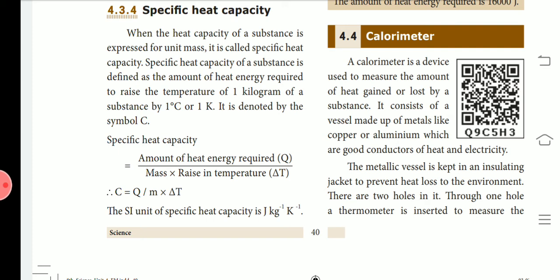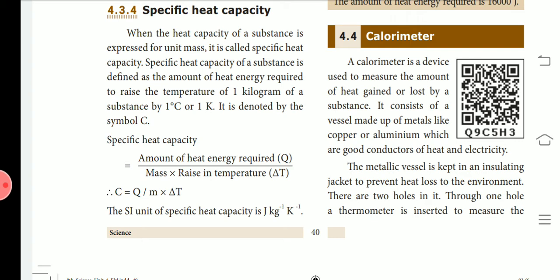There we called heat capacity C dash. Specific heat capacity formula is simply C equals amount of heat energy required divided by mass into rise in temperature. So when the heat capacity of a substance is expressed per unit mass, we call it specific heat capacity, and it is denoted by the symbol C. Specific heat capacity is not in the reduced syllabus, out of syllabus for this year, but you just need to learn it so that it will be helpful for you in 9th standard.